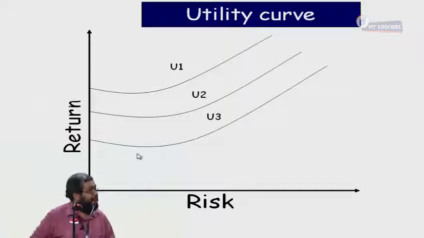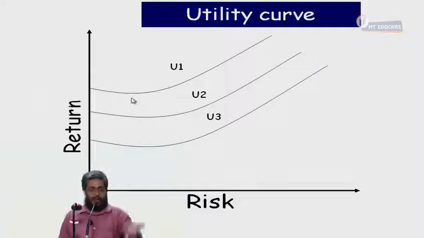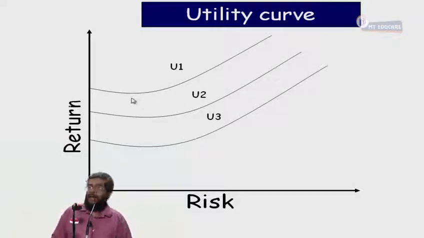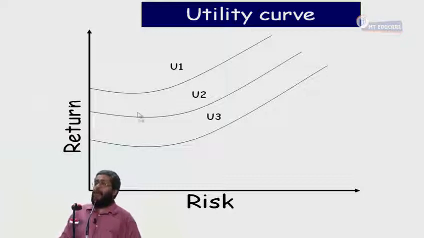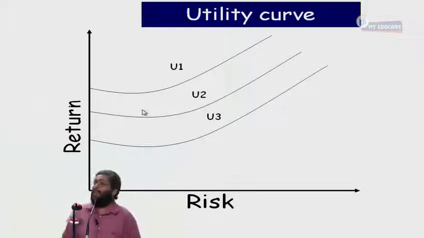Which is great for me? A, B or C? A only gives me the highest, because for the same risk, A gives more return compared to B, and B gives more return compared to C. I'll try to find whether any stock is in my first curve that gives me the highest utility. If that is not there, I go for the second curve, then the third curve. So as I go downwards, as I go south in the curve, the satisfaction slowly reduces. Very simple.